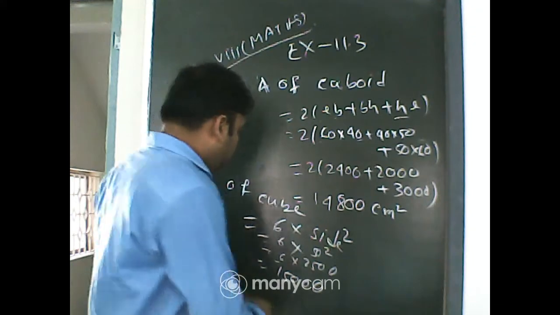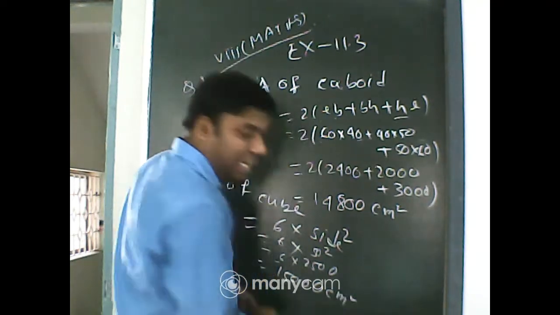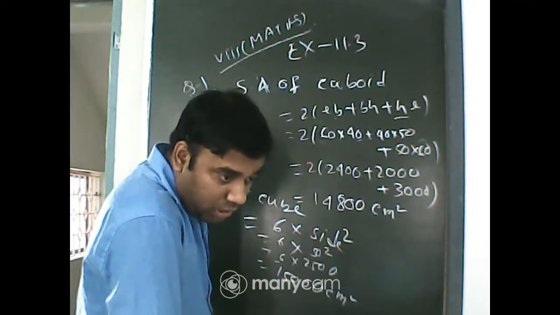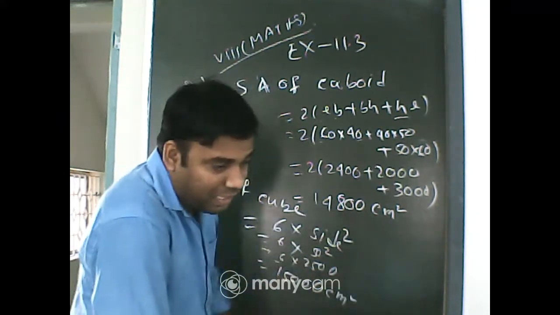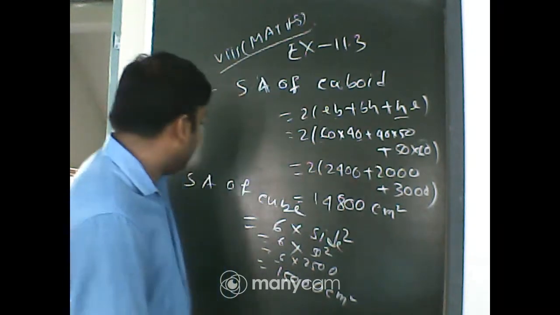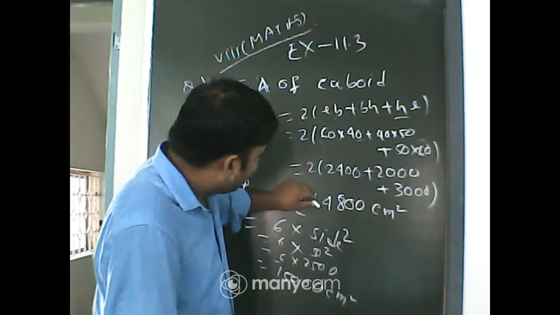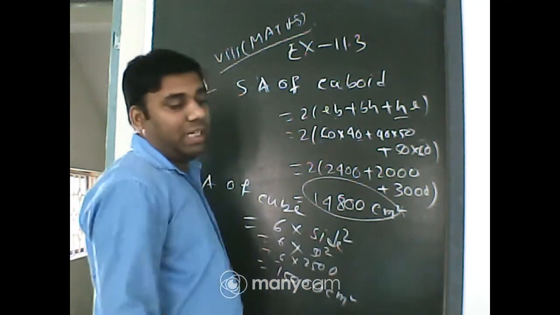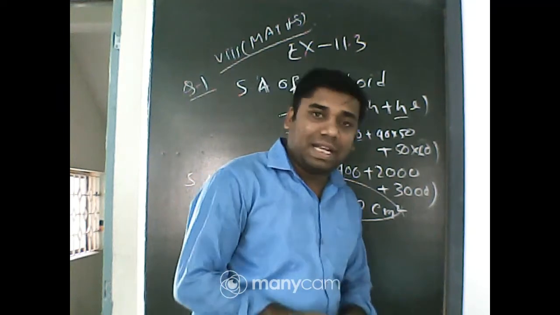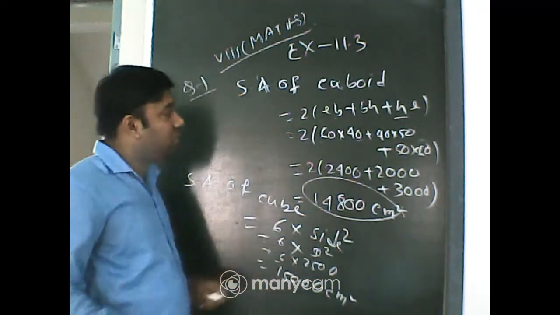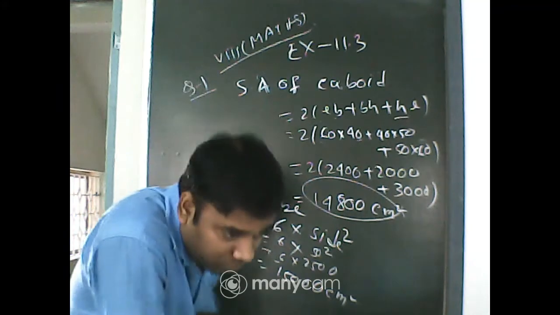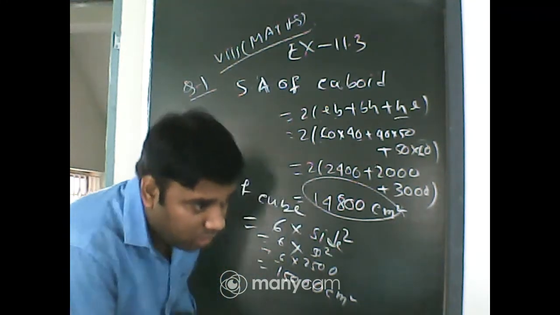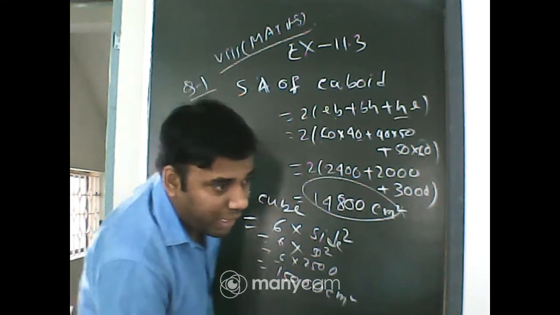So between the cuboid and the cube, which needs lesser area, lesser material to form it? 15,000 and 14,800 centimeter square. This one. So for making this cuboid, you will need a lesser amount of material. Got it, everyone? Is it clear, students? Okay.